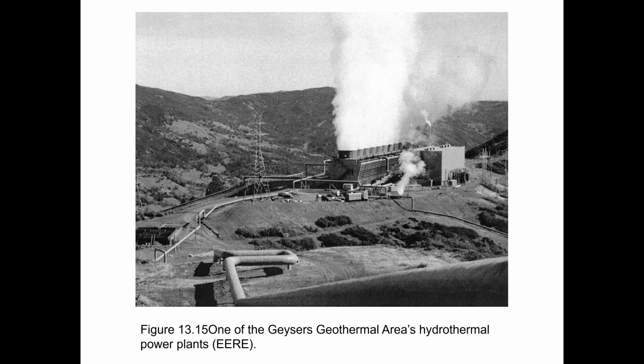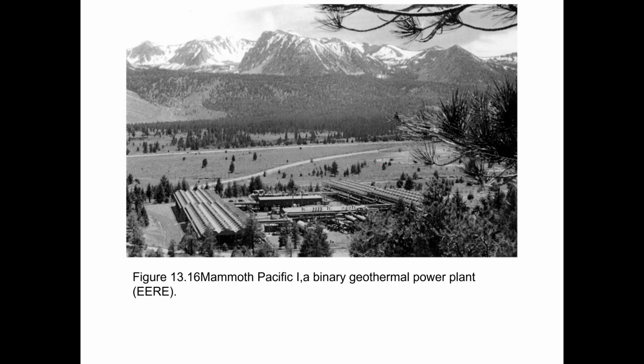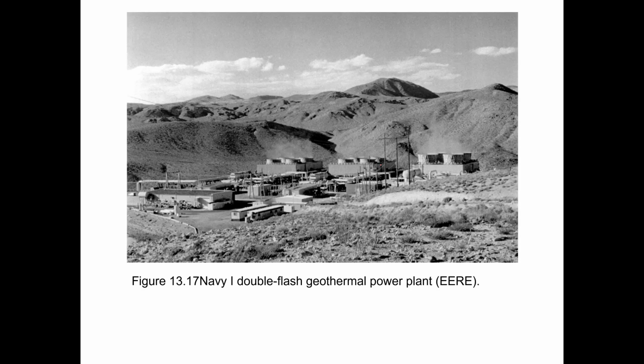This photo is a Geysers geothermal hydrothermal power plant. As you can see, you have this geothermal plant using the hot resource from a geyser. Here's an example picture of the Mammoth Pacific 1, which is a binary geothermal power plant, as well as what we would call a double flash geothermal power plant called Navy 1.